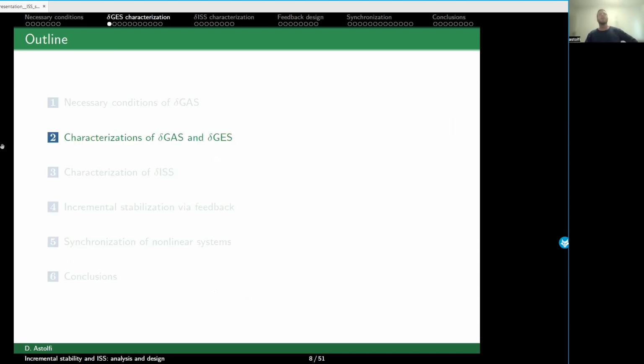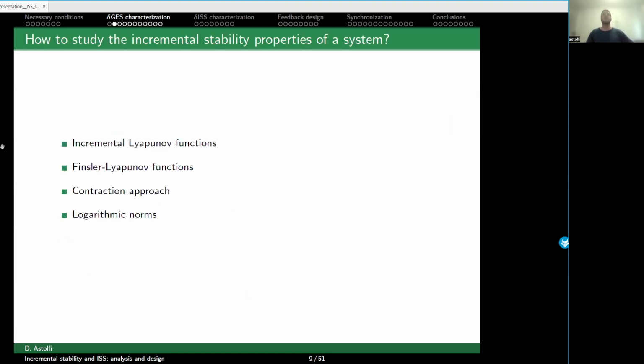Okay. So we have seen some properties about the incremental properties, and I would like to highlight that these properties can be deduced by just analyzing the solutions of the dynamical system. Of course, one can ask, how can I characterize and study the incremental stability properties of a system? In literature, there are many different ways and studies, and I'm going to spend a little time making a survey about existing results in literature, about existing characterizations, and to see how they are connected to each other.